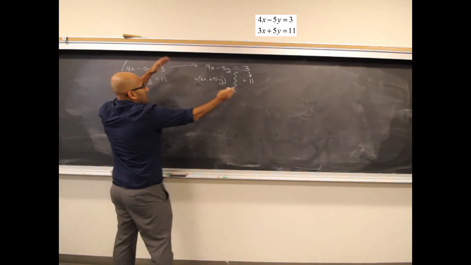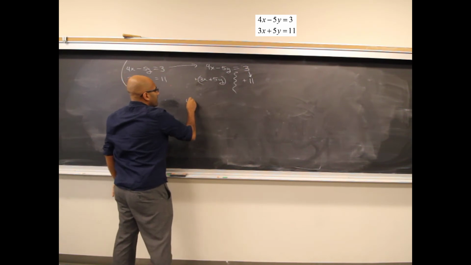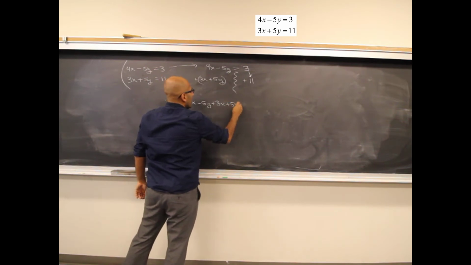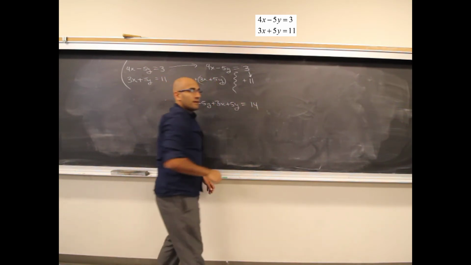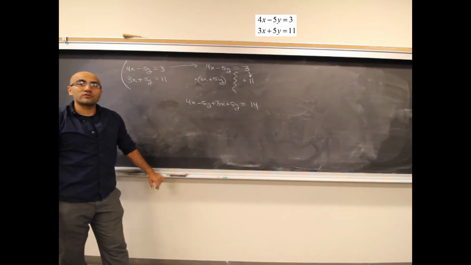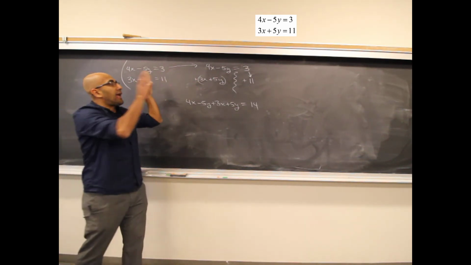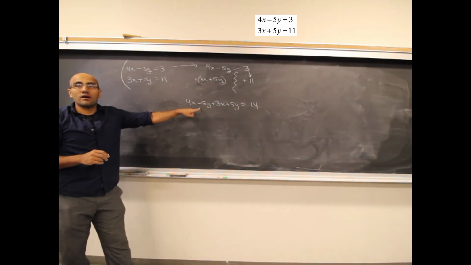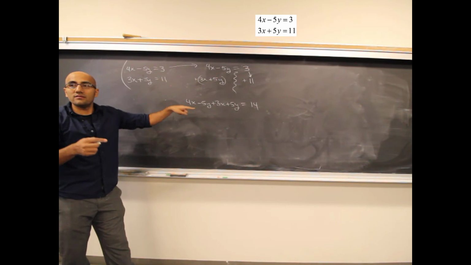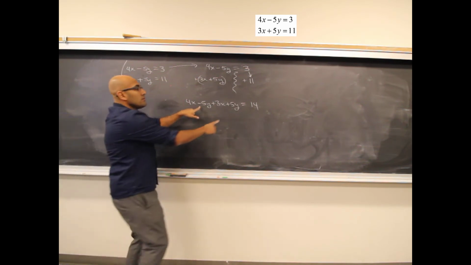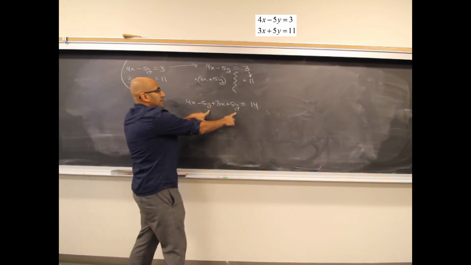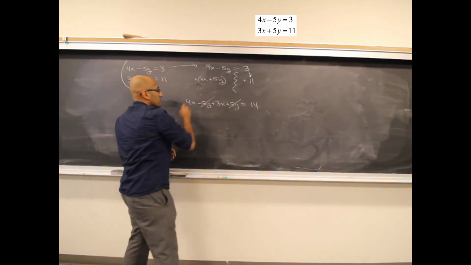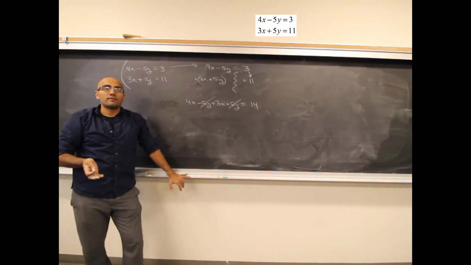Okay, so what does that look like? Now I bring it all together. I end up with 4x minus 5y plus 3x plus 5y equals 14. Good? And I should get a true statement, because all I did is add the same thing to both sides. And where's the benefit? The y's. When I add them together, these are like terms. I have a minus 5y and a plus 5y. Oh, they add up to 0. They cancel. That's the benefit here.